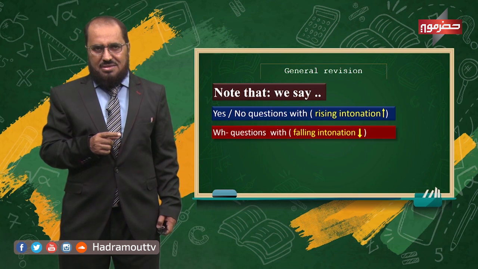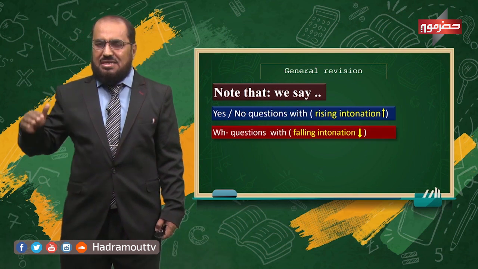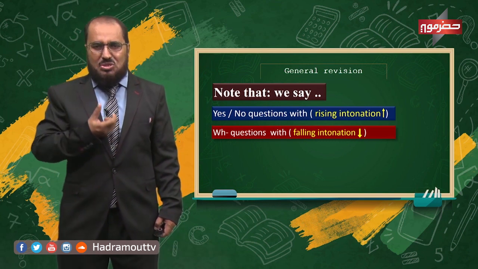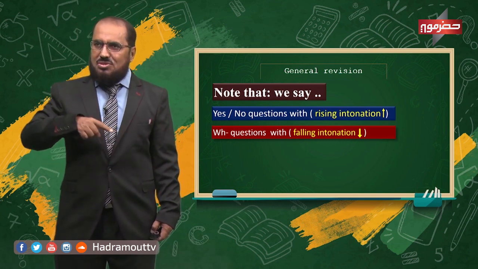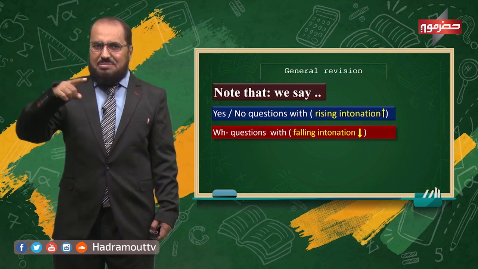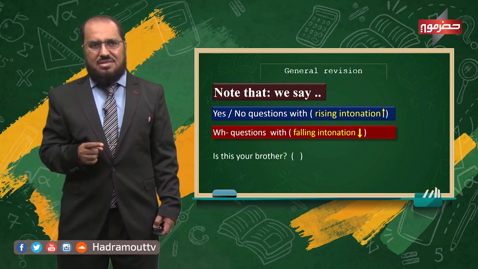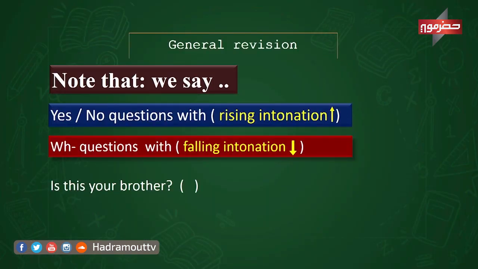WH questions take a falling intonation. نبرة الصوت، صياء الصوت بالنطق بالسؤال yes no يكون النغمة تصاعدية. WH النغمة هابطة تنازلي. Okay, look at this. Is this your brother? Is it rising or falling? Rising, yes, no. Okay? How old is he? Is this your brother? How old is he? Falling. Okay? هذا يخص speaking.